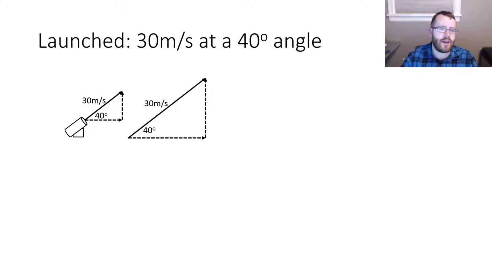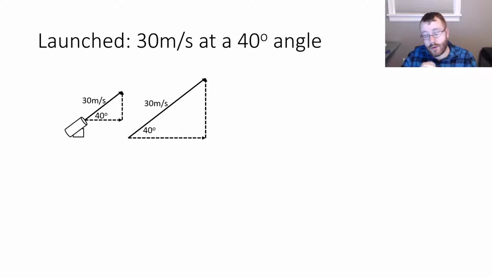So here we have a cannon that's fired at 30 meters per second at a 40-degree angle. So we're taking a cannon, we're firing at an angle, and we're having it land on the same plane that it's fired at, so on the ground basically. Now, the first step we have to do to answer this question is to resolve our vector.